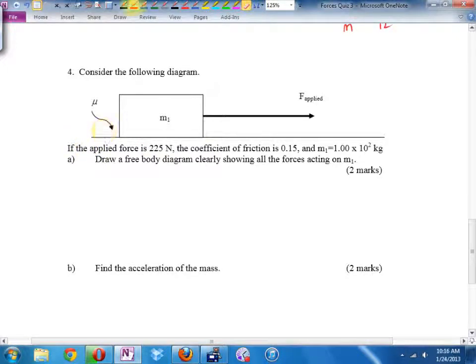Draw a free body diagram. Gravity down. Normal force up, same size. I'd be looking for 2 arrows the same length there. Here's the applied. Friction. How many arrows did I draw? How many marks is this worth? What would a good scale be for each arrow, in terms of what it should be worth? Each arrow is worth a half. Now, if you have friction the same size or longer than the applied, I'd take a half mark off.